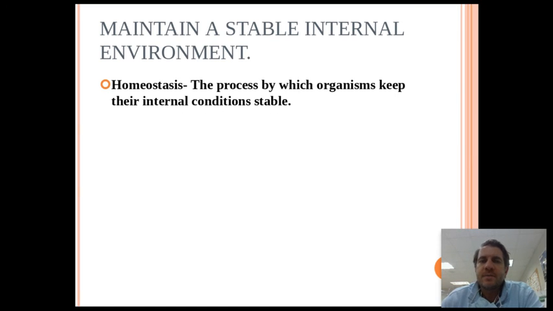The next is you need to maintain a stable internal environment. That's called homeostasis. The process how organisms keep that internal condition stable. If I go outside in summertime and go for a jog, I'm going to become sweaty. That's my body cooling down to keep a stable internal environment. If I go in the back and do a bunch of jumping jacks, my heart rate's going to elevate. But then I'm going to rest and it's going to calm back down. Maintaining that stable environment, that's homeostasis.